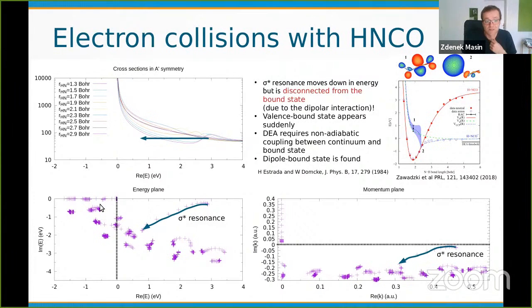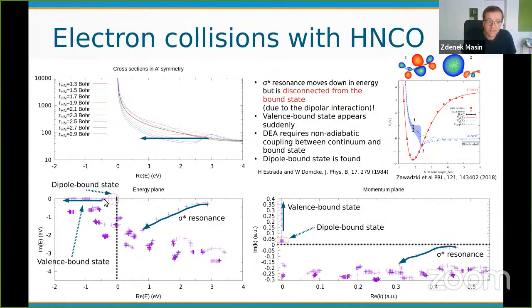The bound state appears actually as a completely disconnected state. It's disconnected from the trajectory of the resonance. And we also find that the molecule supports this so-called dipole bound state, which is a very weakly bound state by the dipole interaction. The fact that the resonance is disconnected from the valence bound state is a feature of the long-range dipole interaction. And this was shown by Estrada and Domcke in 1984. So on the right, you see the equivalent picture of what I was just describing, and that's from the work of Zawadzki from 2018.